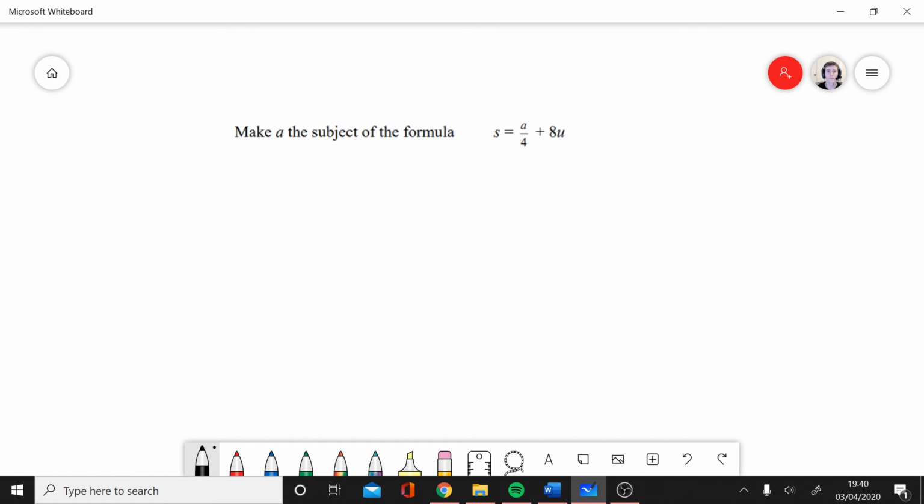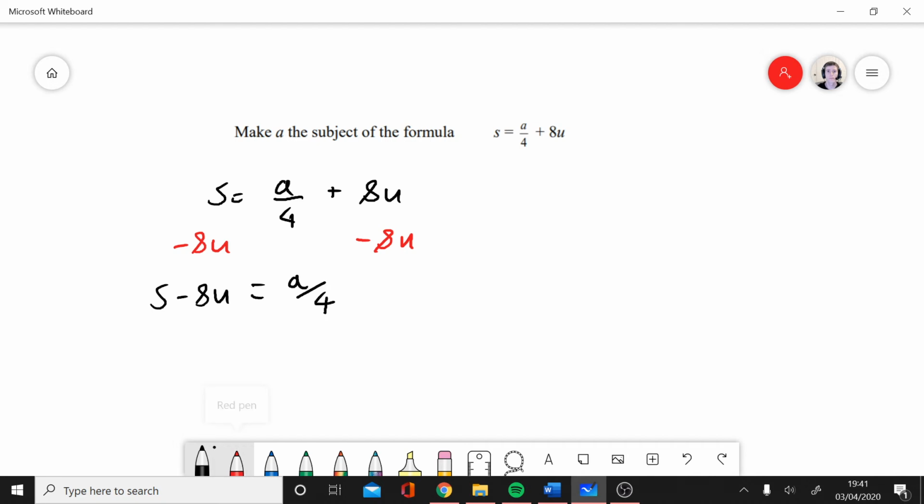So with this one, we have S being equal to A over 4 plus 8U. We want to make A the subject of the formula. So we're going to take away 8U from both sides, so that we just have an A term on the right hand side. And we end up with S minus 8U being equal to A over 4.